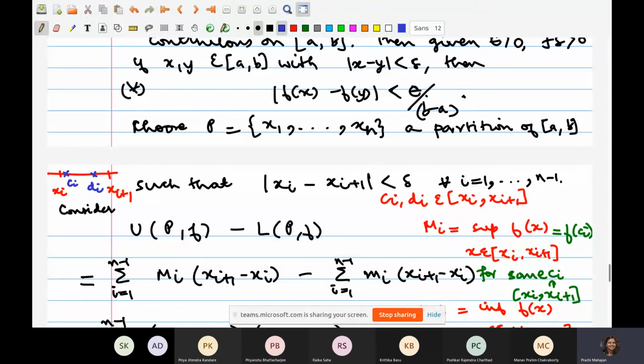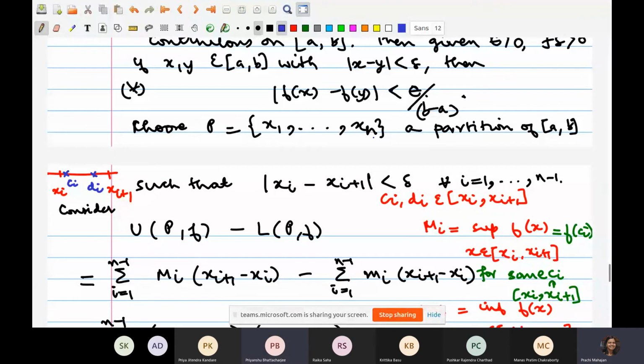Which means that ci and di are at most delta distance apart. So I can apply this uniform continuity of f to show that f of ci minus f of di in absolute value is at most epsilon by b minus a. So that's just an adjustment. What is important is the distance. So the trick is just to appeal to the uniform continuity, exploit that to construct the partition. How do we construct this partition? That is the important thing here.